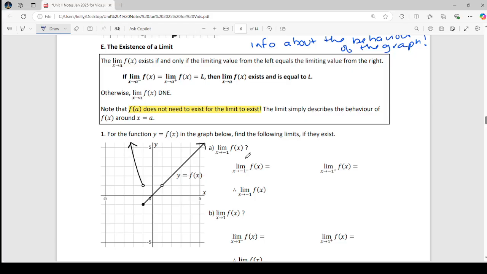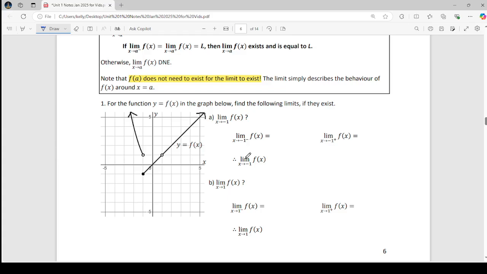So first of all, let's look at this graphically, and then we'll do this algebraically. So can we find the limit as x approaches -1? As we approach -1 from the left, we're coming down towards the y value of 1. But -1 from the right gives us a y value of -1, and therefore we say this limit does not exist.